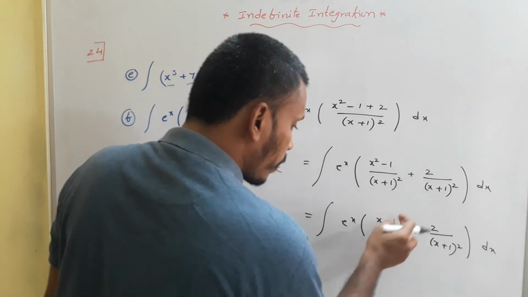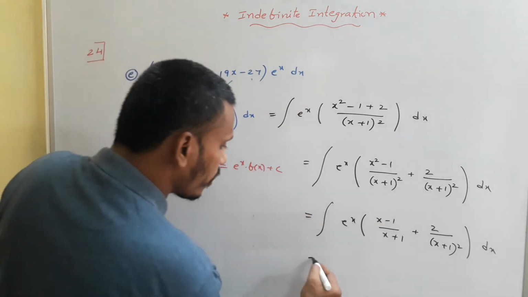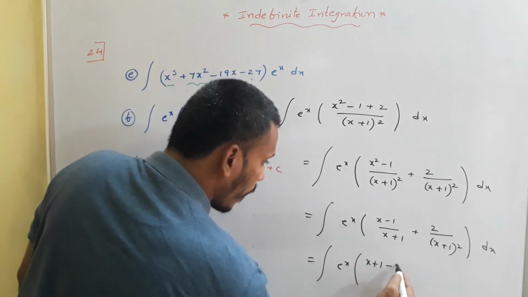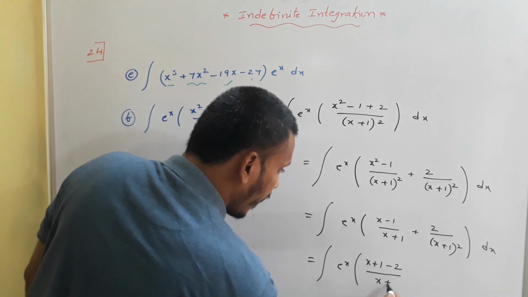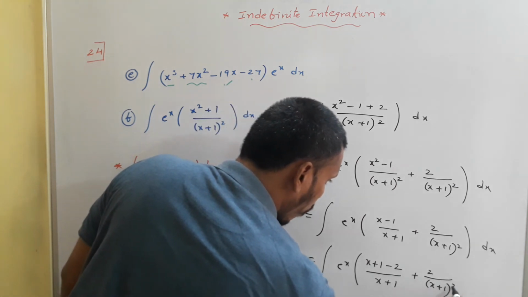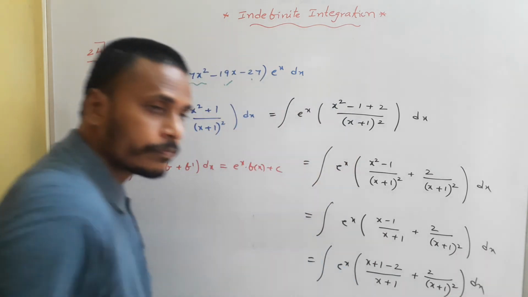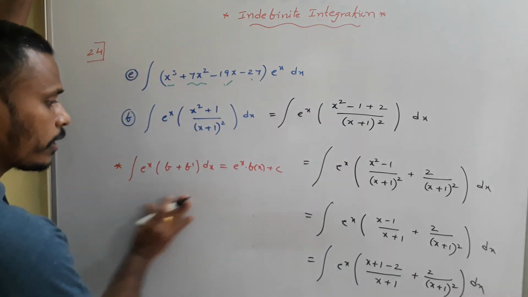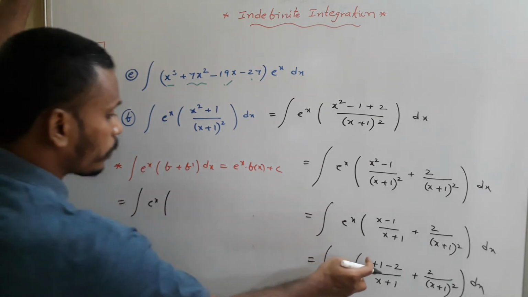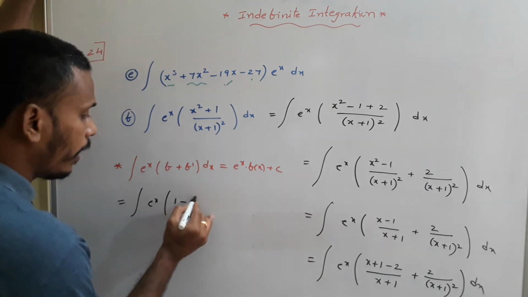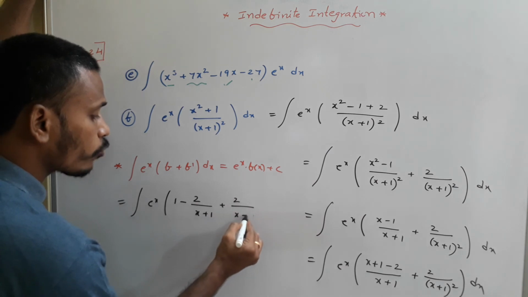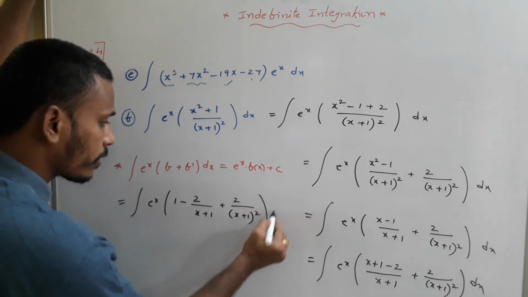Just have a look. Since I have x − 1 here, what I do is, this is equal to the integral of e^x into (x + 1 − 2)/(x + 1) plus 2/(x + 1)² dx. Anything wrong? Nothing, right? Now continue here. This is equal to the integral of e^x into 1 − 2/(x + 1) plus 2/(x + 1)² dx, since (x + 1)/(x + 1) is 1.